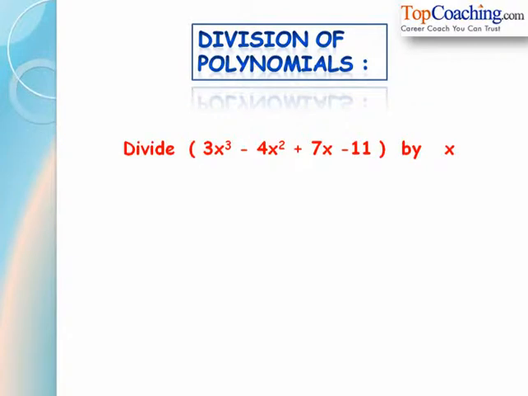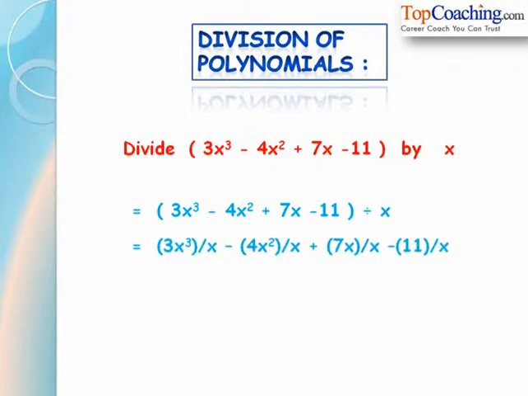Let's take the polynomial 3x cube minus 4x square plus 7x minus 11, and we have to divide this polynomial by x. So here the dividend is this polynomial and the divisor is again x. So let's try to solve this. We can write this as 3x cube minus 4x square plus 7x minus 11 divided by x. Now again we divide each of these individual terms by x.